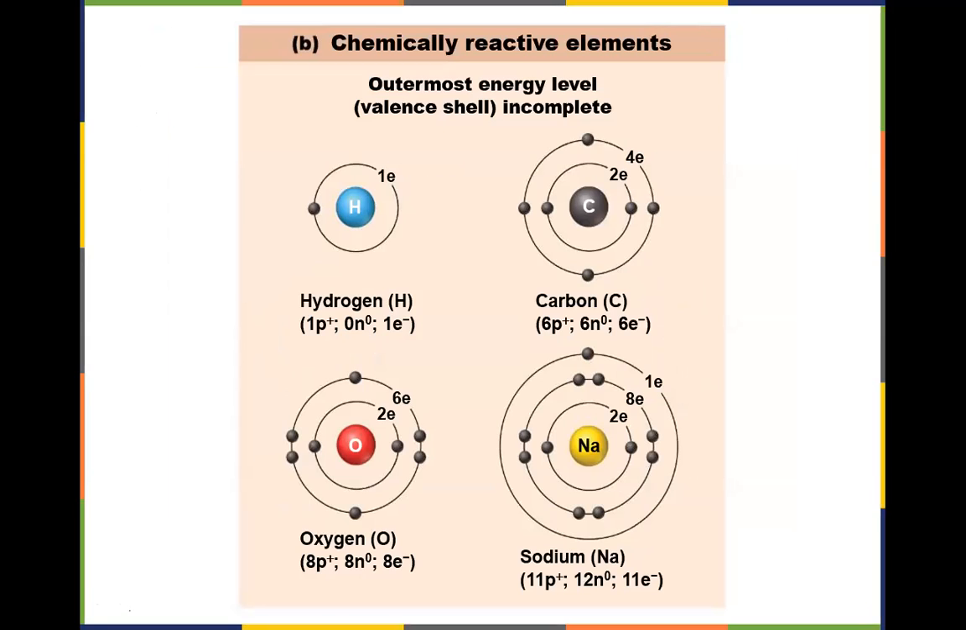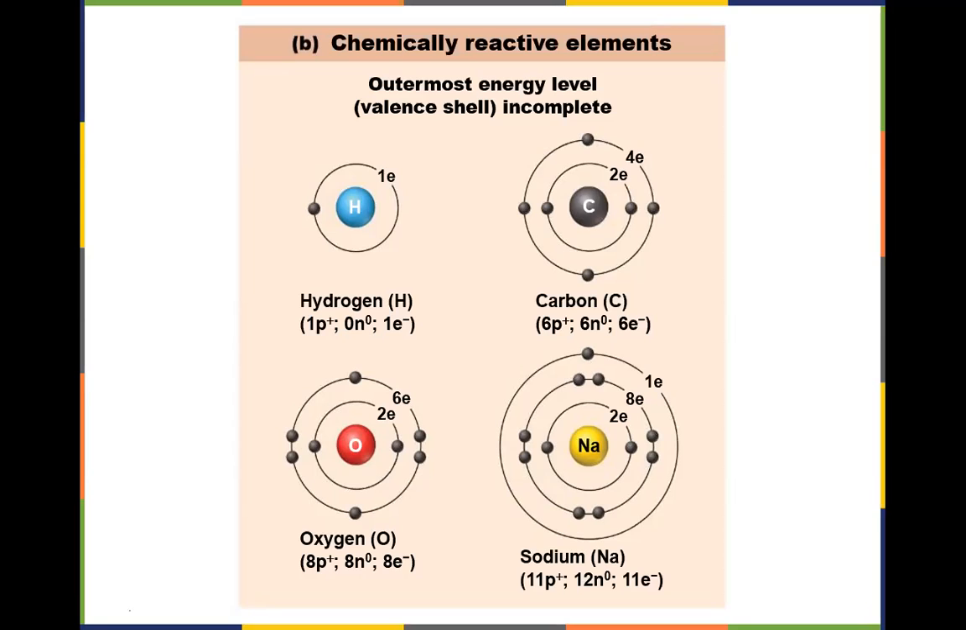atoms. Hydrogen, 1 electron, 1 proton, room for 1 more electron in its valence shell. Carbon, atomic number 6, it has room for 4 more in its valence shell. Oxygen has room for 2 more electrons in its valence shell.